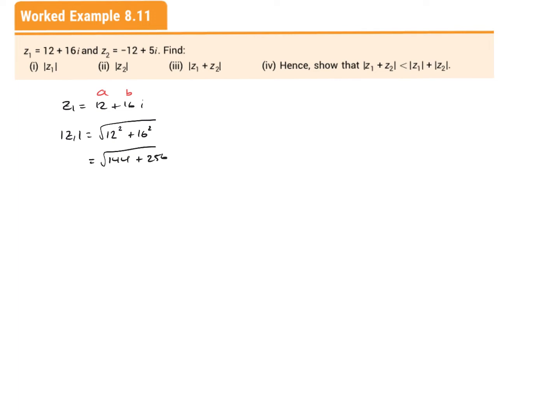If you add them together, you get 144 plus 256, which is 400. And the square root of 400 is equal to 20. We know that one. Stick it in your calculator, that's what you're going to get.